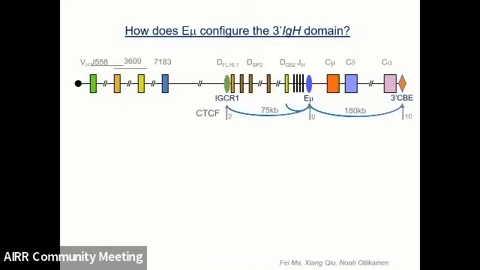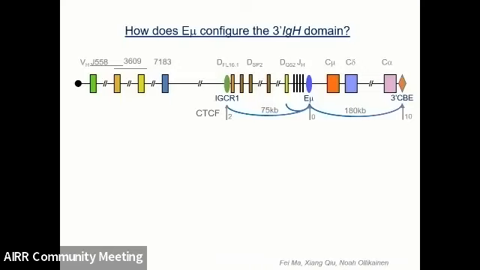The reason that this becomes even more potentially interesting as to how the enhancer configures this structure is because these two regulatory sequences, the IGCR1 and the 3' CBEs, are both binding sites for this transcription factor called CTCF. But the enhancer, which we think orchestrates this configuration, does not bind CTCF.